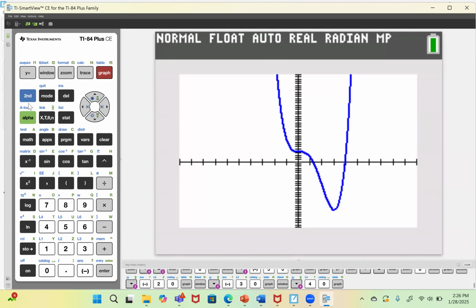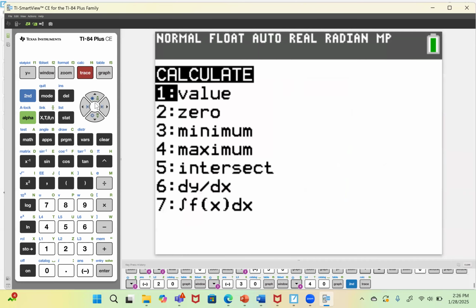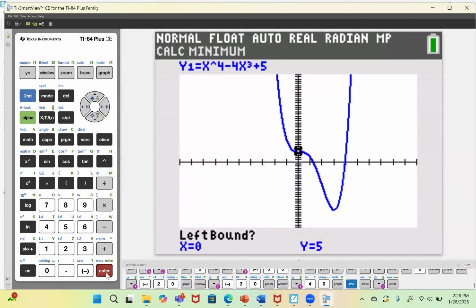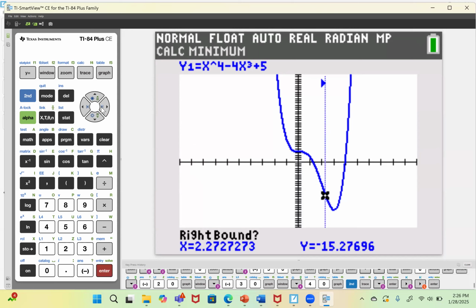The first thing I have to find is the local extrema, to figure out where my function is increasing and decreasing. So I'm going to do second calc, and in this case I only have a minimum, so we go to minimum. I can see I don't have any max. We do left bound, so we go to the left of it somewhere and hit enter. Right bound means I go to the right of the min and hit enter. Then I hit enter again to get the actual minimum. Whenever you see something like 2.99999, that just means round it to 3.